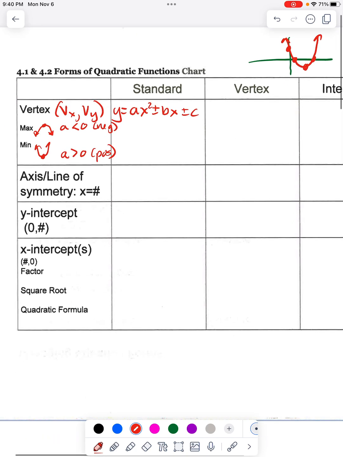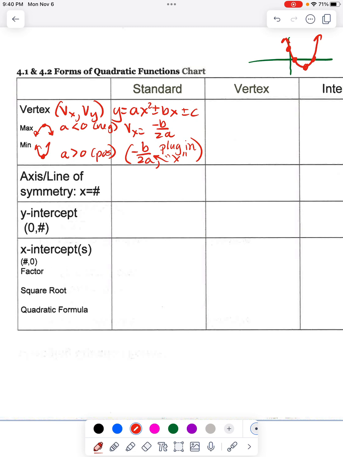Okay, so in standard form, the way that I'm going to find the x part of my vertex is to take the opposite of b over 2a. Then to find the y coordinate of my vertex in that form, I'm simply going to take what I just got for x and plug that into the original equation.